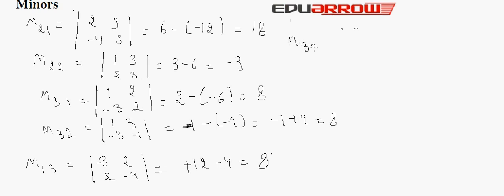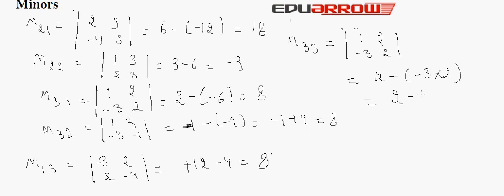M of 3 3 is equal to 1, 2, minus 3, 2. This is equal to 2 minus of minus 3 into 2, which is equal to 2 minus into minus 6, which is equal to 8. This is our answer. We have the minors of all the elements in the given matrix.